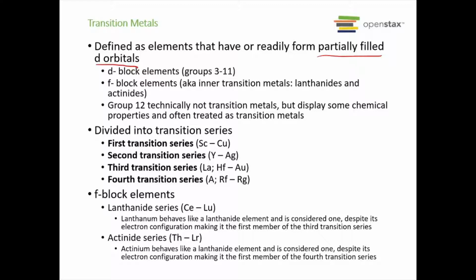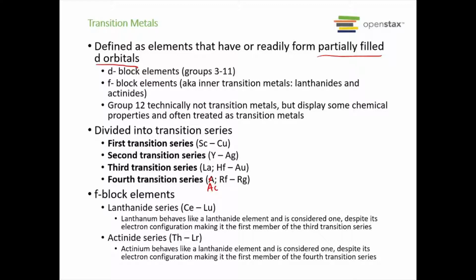So we have some transition series. The first transition series, which is the period 4 elements, so this is scandium through copper. The second transition series, which is yttrium through silver. The third transition series, which is lanthanum, and then it goes to hafnium through gold. And then lastly, the fourth transition series, that's Ac, not just A, which is actinium and rutherfordium through roentgenium, which most of those are synthetic elements.